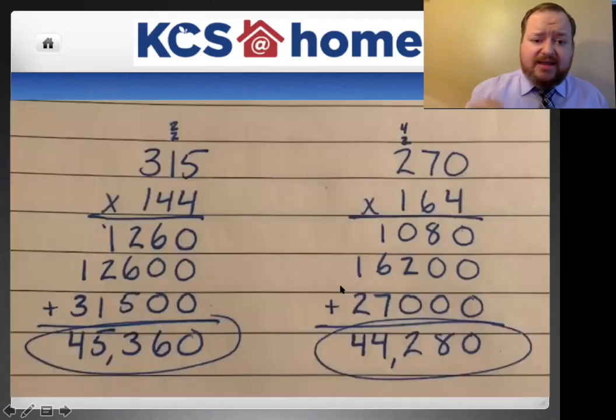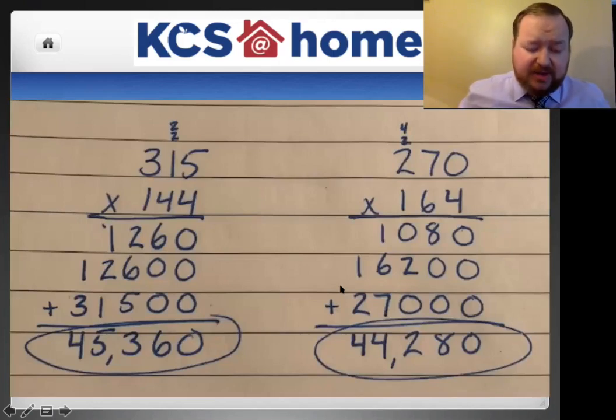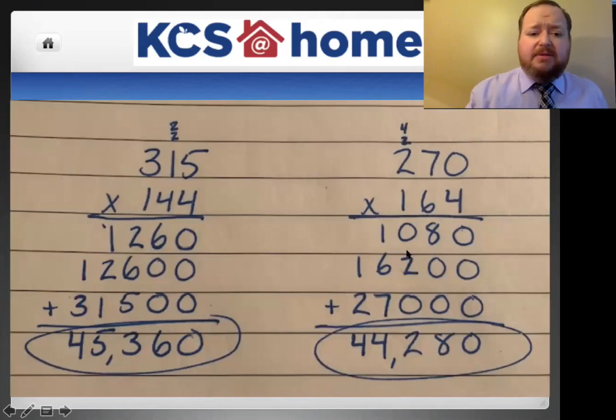Now, when I did it, I went ahead and did the standard algorithm again, just because these numbers are getting bigger. We had a 3-digit by 3-digit, and it's a little bit quicker than maybe drawing out the area model. All right, so here's A and B. I multiplied 315 times 144, got 45,360. Multiplied 270 times 164 and got 44,280. Again, that's letters A and B.